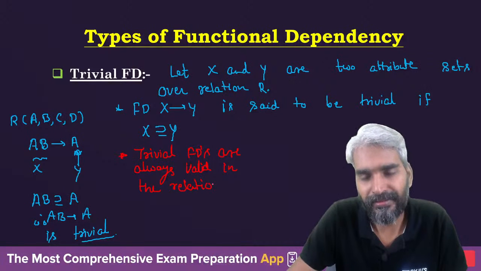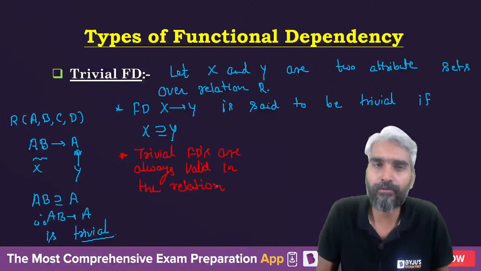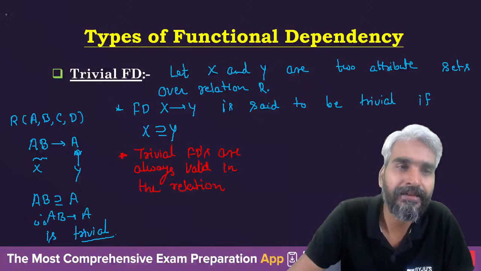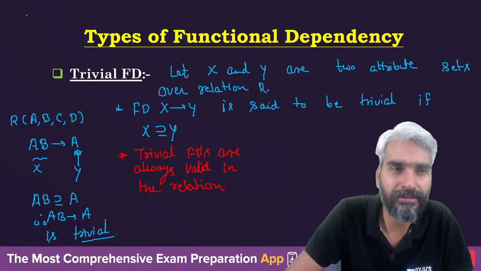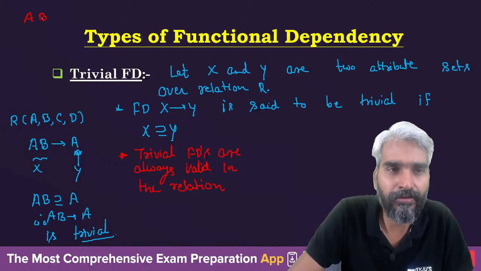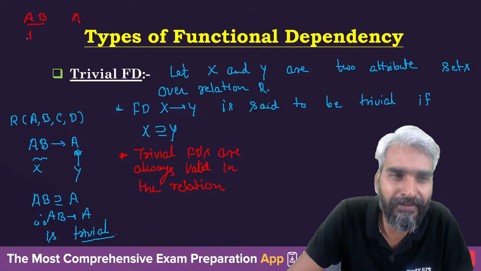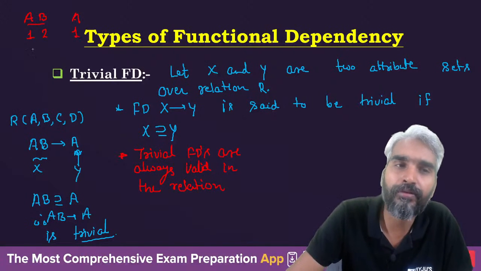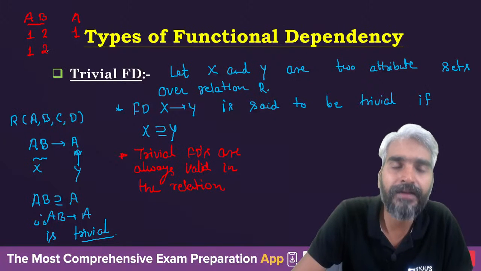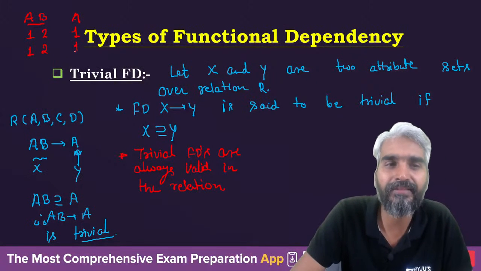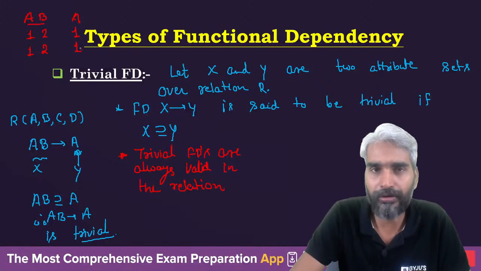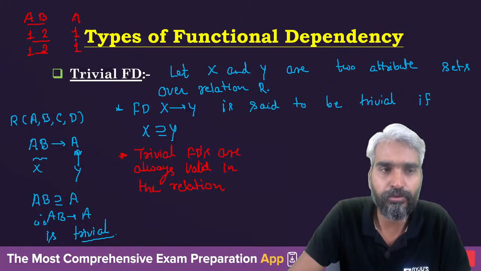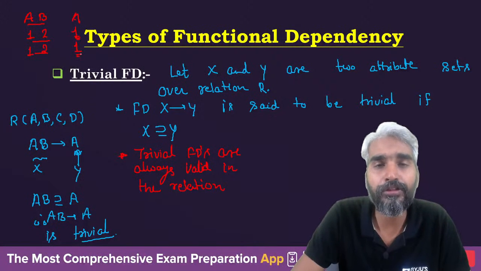Something which is by default true will always be true. So let's try to understand. You are saying whenever the values of A and B are the same, the value of A should be the same. Say the values of A and B are 1 and 2, then in this tuple the value of A will be 1 only. Again, if the values of A and B are 1 and 2, then in the tuple the value of A will be 1 only. It's not going to change. So whenever these two are the same, the value of A will also be the same.